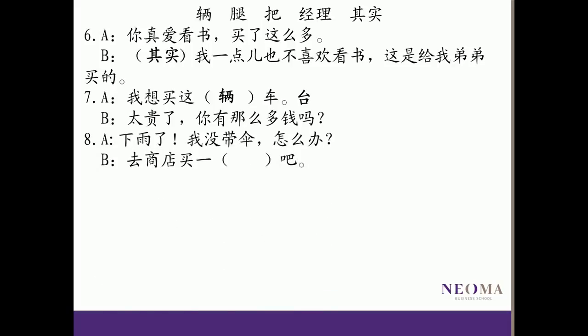好，第八个，A says 下雨了，我没带伞，怎么办？下雨了, it's raining, which means earlier it didn't rain, but now the situation has changed. It's raining now. 下雨了，我没带伞, I didn't bring an umbrella. 怎么办？What should I do? B says 去商店买一把。Ba, the last ba, this ba is just put at the end of the sentence to give suggestions. Okay, 买一把吧. Alright, what else can you do?